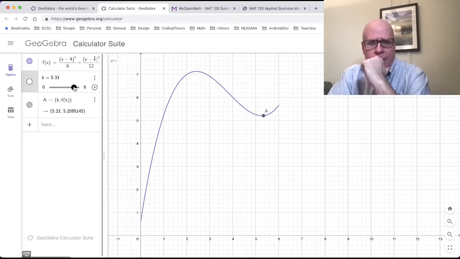Backing up right to about, where is that? About there. Looks like 5.2 roughly. We've got a local minimum value. That is not the global minimum value. The global minimum value happens back over here.